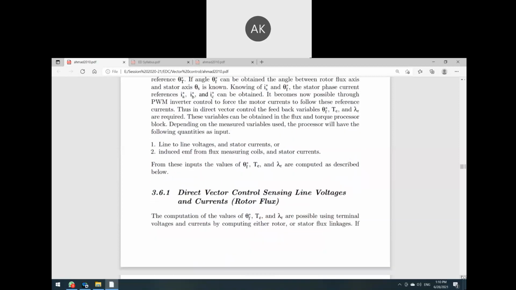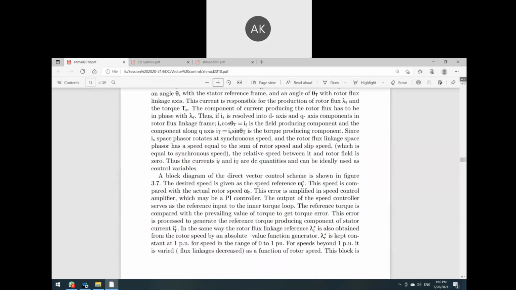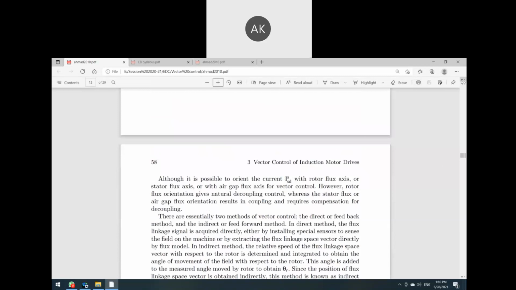So this is all about the vector control of induction motor drive. There are two methods for the vector control of induction motor drive. One is FOC, field oriented control, and another one is the DTC. So from this we end the meeting and we will discuss the remaining part in the next class.